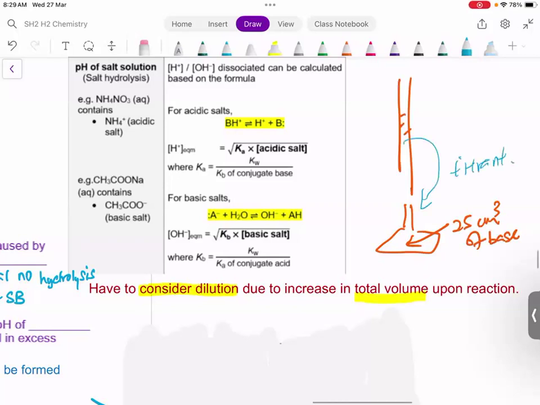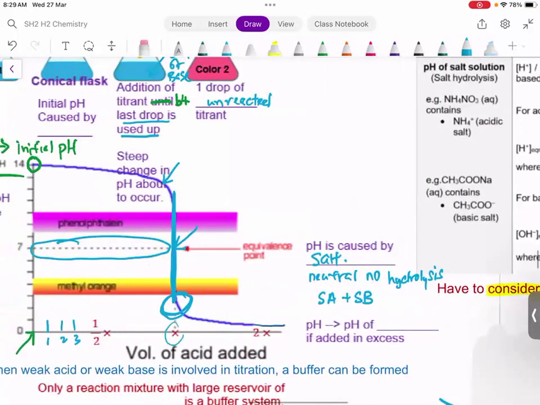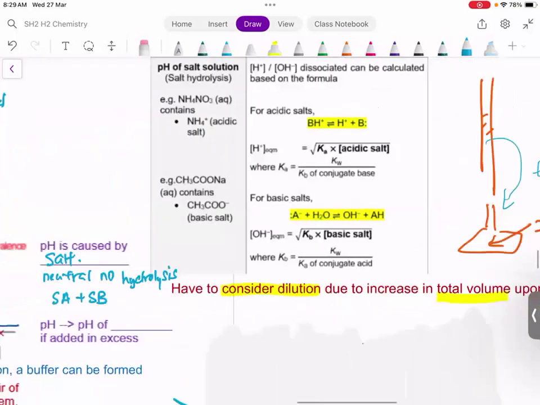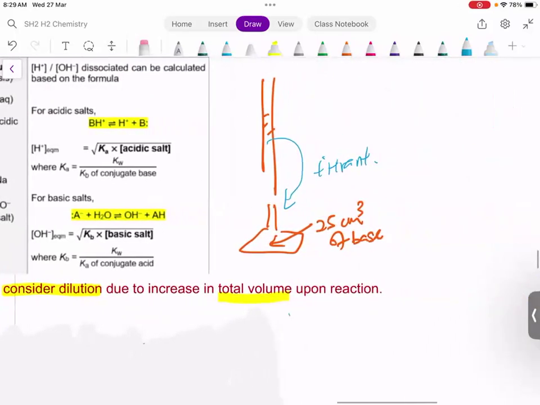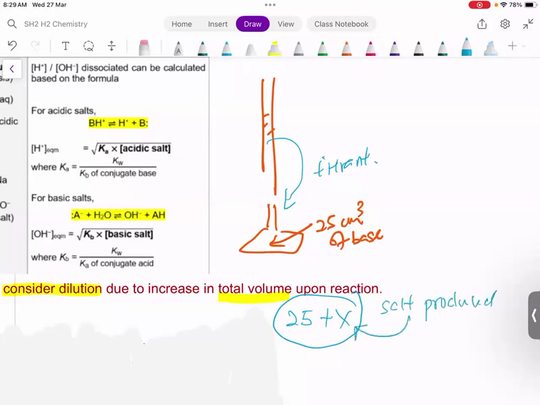Okay, so let's say the equivalence volume is X. The value X here is the equivalence volume, the volume of titrant required to fully neutralize your base. So the total volume now becomes 25 plus X. Your salt produced is now in this total volume. So when you calculate the concentration, you have to consider dilution. This is what I meant.